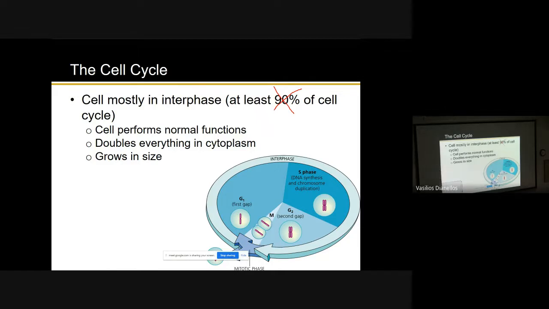So in the interphase, here's what's happening. Not that you need to write this down. This is for your own information. The cell is just going to perform its normal functions. So if it's a kidney cell, it's going to do its kidney business. If it's a liver cell, it's going to do its liver business. If it's a brain cell, it's doing its brain business. Whatever kind of cell it is, it's just doing what it does in the interphase. It's also going to grow in size, and your book says it's going to double in cytoplasm.